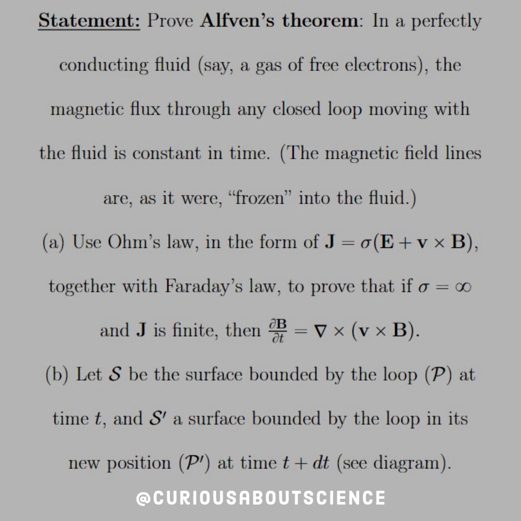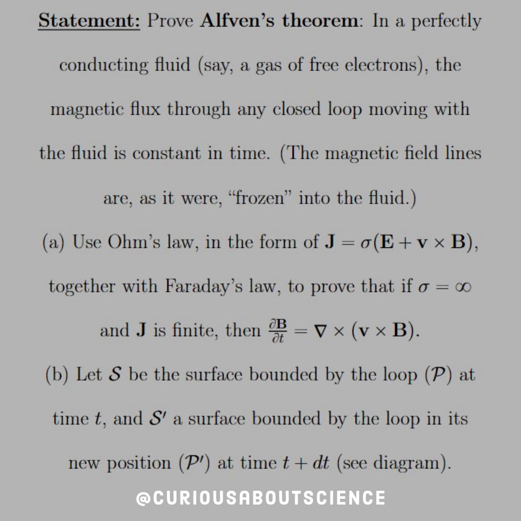A. Use Ohm's law in the form of J equals sigma times (E plus V cross B), together with Faraday's law to prove that if sigma is infinity, conductivity is infinite, and J is finite, then the time derivative of B is equal to the curl of V cross B.